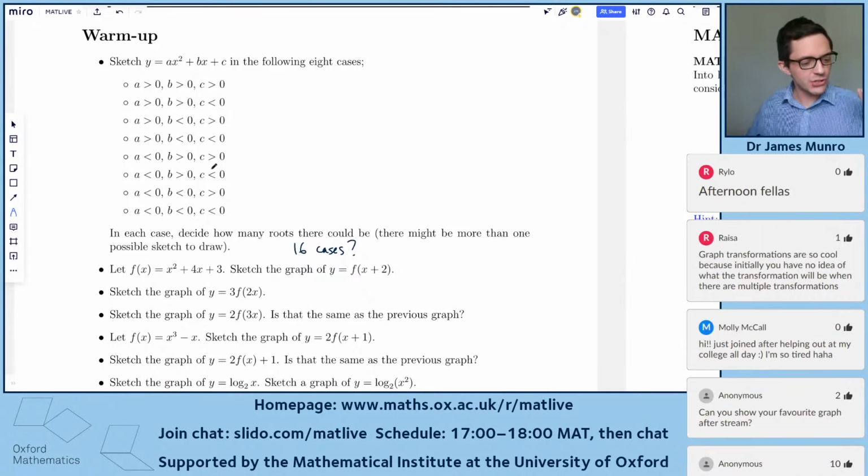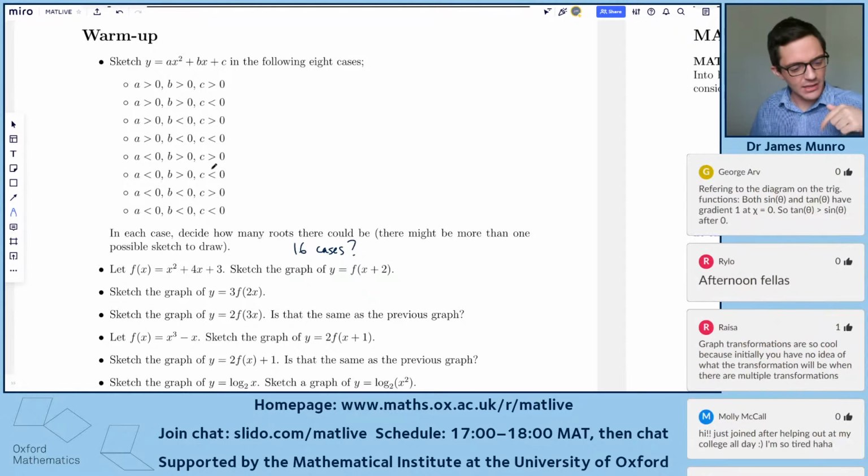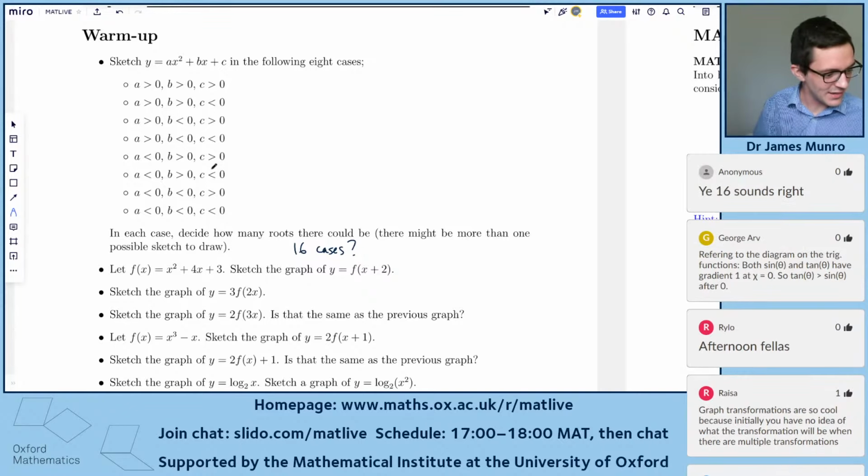George has got an answer. George's answer: the trig thing is using gradient, and the gradient of sine and cosine is not on the MAT syllabus because differentiating sine and cosine and tan makes more sense in radians. We're not using radians on that. Anyway, I guess I'm saying don't worry if this doesn't seem like maths you've learnt yet. Cool. Yeah, about 16 cases, isn't it?